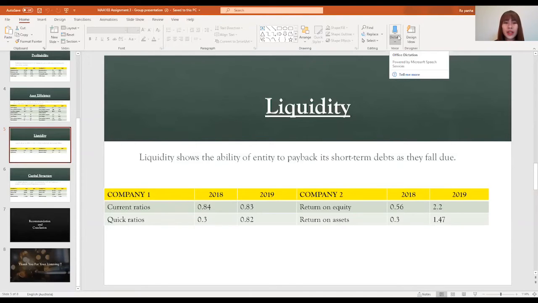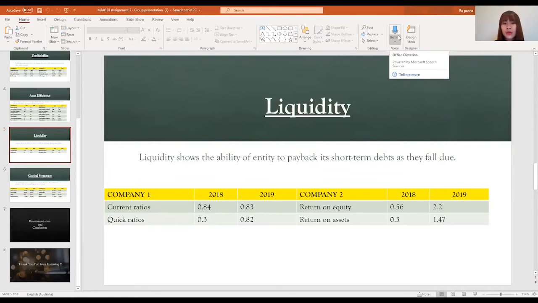Any value lower than 1.5 indicates that the company is having trouble paying its short-term debt. Although a value higher than 1.5 isn't necessarily good. It means that the company is not using its core assets as effectively as it should. As you can see, for company 1 and company 2, the average ratio for company 1 in 2019 is 0.83, while the average ratio for company 2 is 2.2.